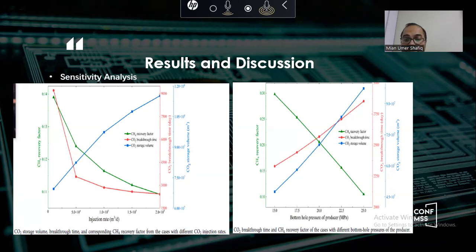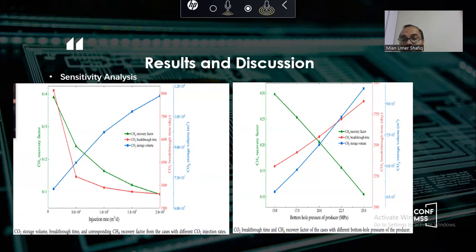When the bottom hole pressure is increasing, the storage factor is also increasing, and you can see the breakthrough time is also increasing. Along with the bottom hole pressure going from 15 to 25, the recovery factor dramatically drops from 29.8 to 10.5%. This green line shows the recovery factor. It is reduced a lot. And the CO2 breakthrough time gets delayed by 523 days.